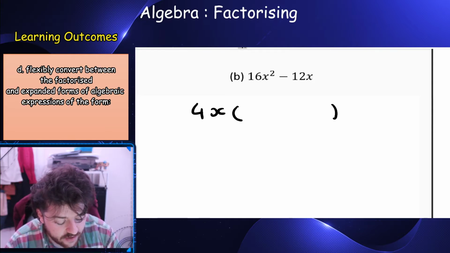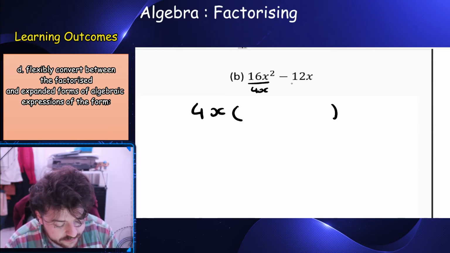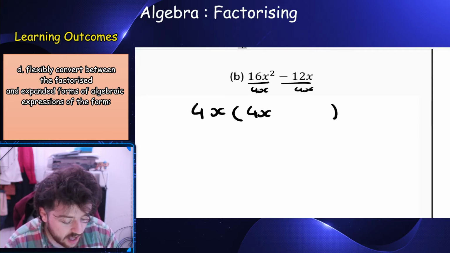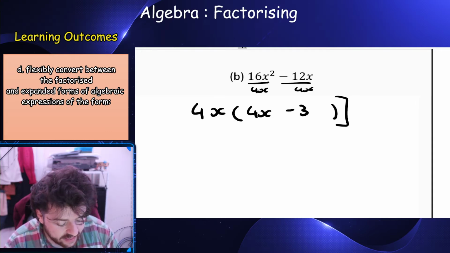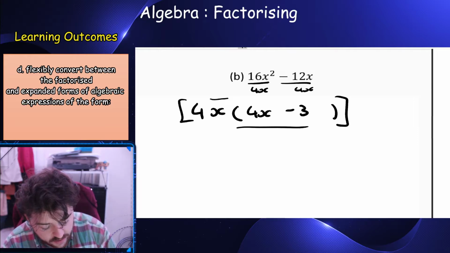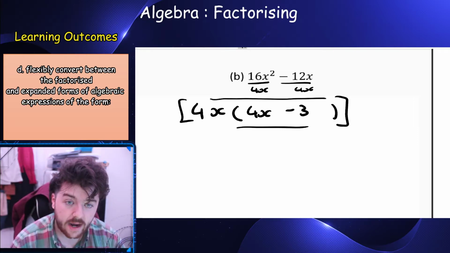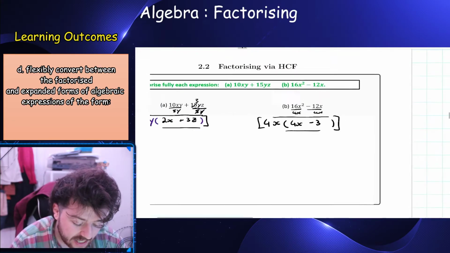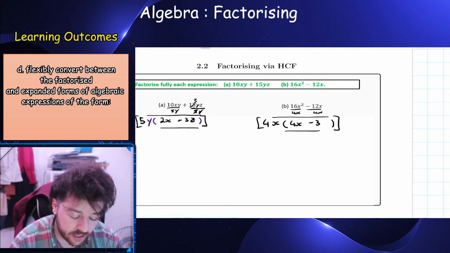Then divide both terms by 4x. So 16x squared divided by 4x is just going to be 4x. And minus 12x divided by 4x is going to be minus 3. And there is my answer: 4x times (4x minus 3). And again, if I want to check that solution, I just need to multiply it out.